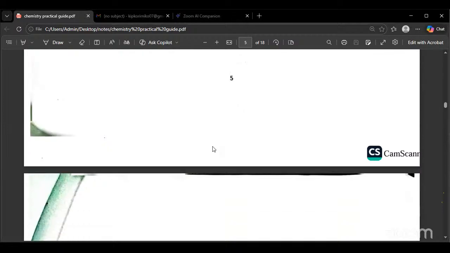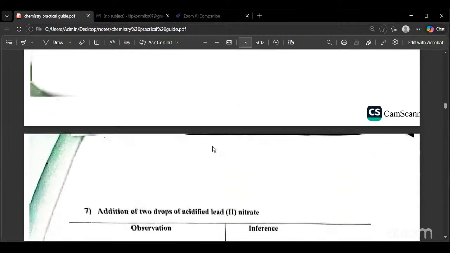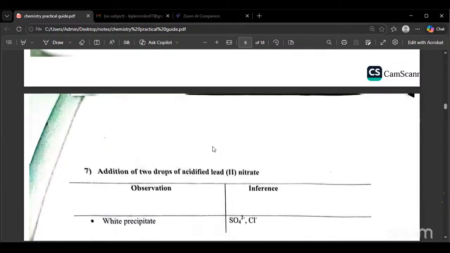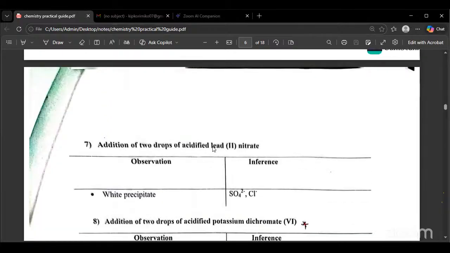We have this one: addition of acid, 2 drops of acid, acidified. So we have a white precipitate. That is why I was saying this one is mainly used in testing sulfates and chlorides. You remember when I talked about that one? The other ones only come in because we know they are insoluble salts already. When we talk about salts, we knew this is an insoluble salt, so it still affects that one.